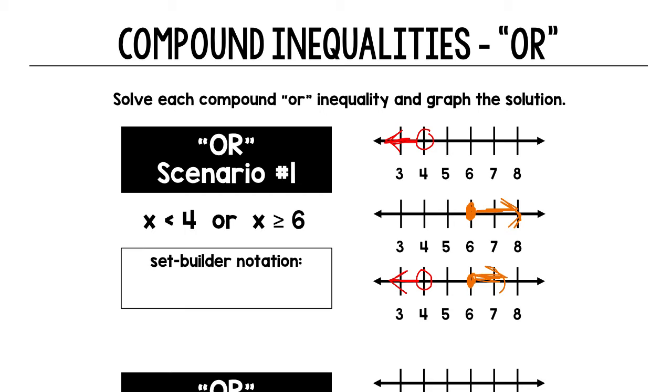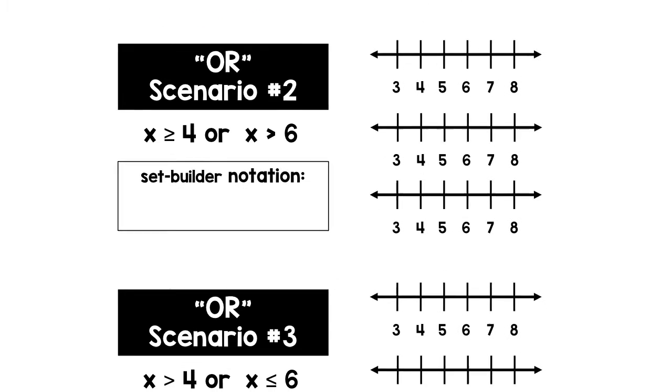The set builder notation is going to look like x given that x is less than 4, or x is greater than or equal to 6. All right, that's scenario numero uno.